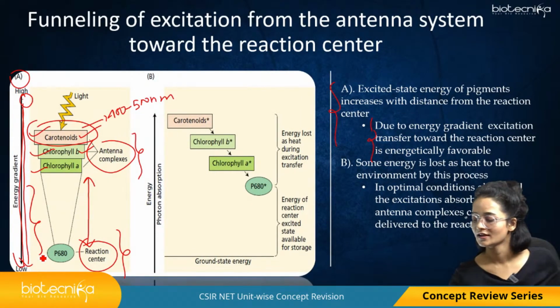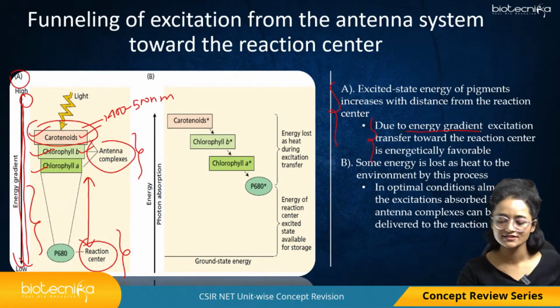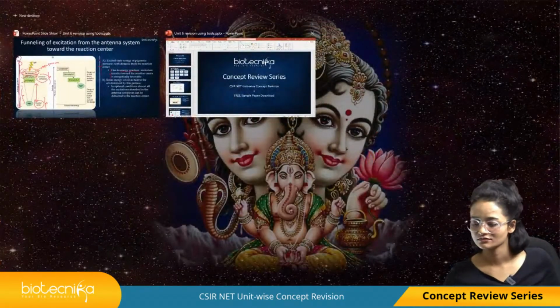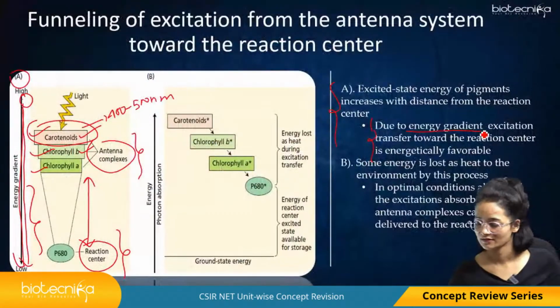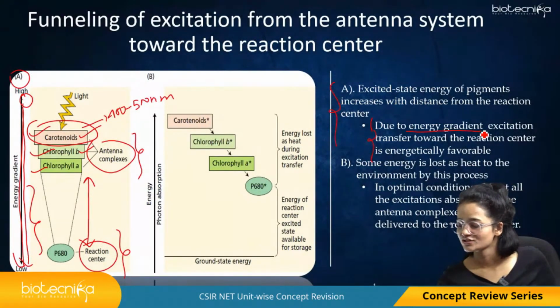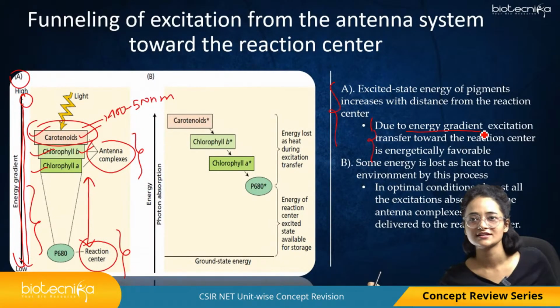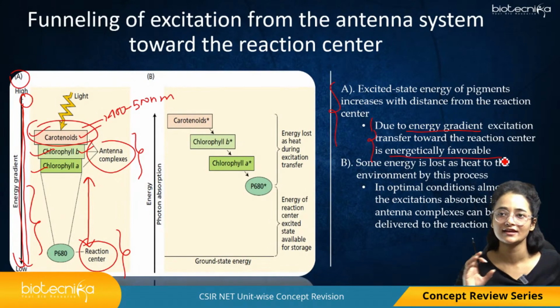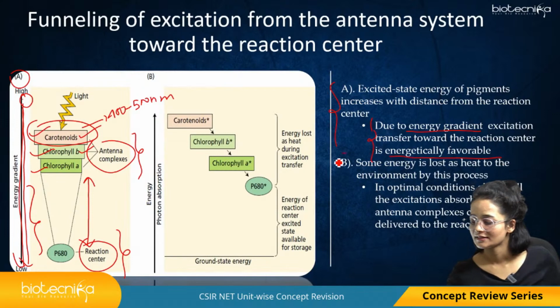That's what it is saying, that because of this energy gradient, the excitation transfer toward the reaction center is energetically favorable. So this type of reaction is energetically favorable, right? Then comes the B part.